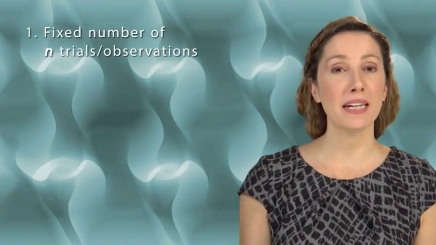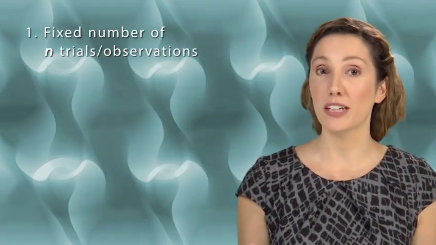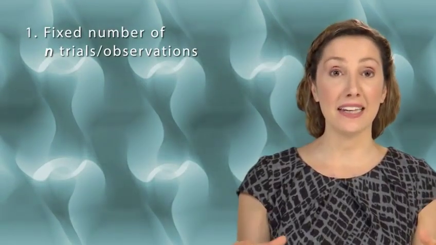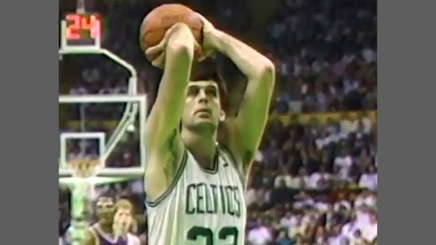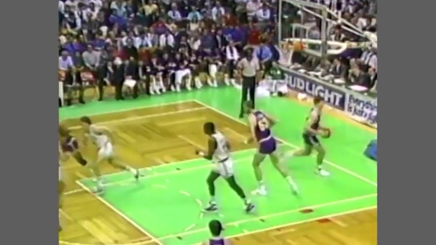The first trait of a binomial distribution is that there is a repeated, fixed number of trials or observations. In this case, n equals the number of shots taken. A basketball player could make hundreds of free throws during a single season.